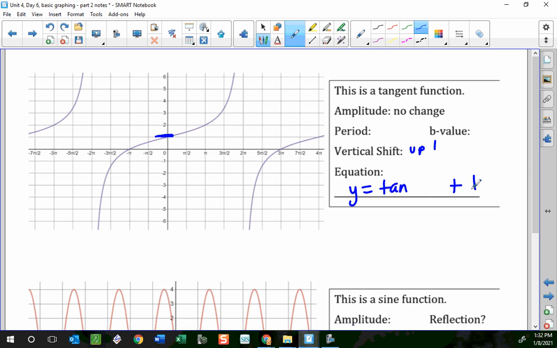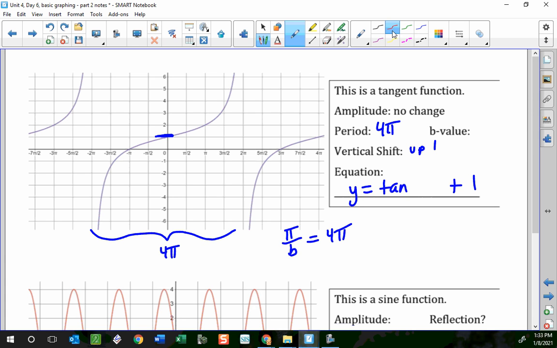So let's look at the period. One cycle of this graph has been completed in this amount of space. That's gone from -2 pi to +2 pi. So the period is 4 pi. That's a big increase. All right, so let's find the b value. The period is 4 pi. Originally, tangent has a period of pi. So instead of doing 2 pi over b, I'm going to do pi over b equals 4 pi.